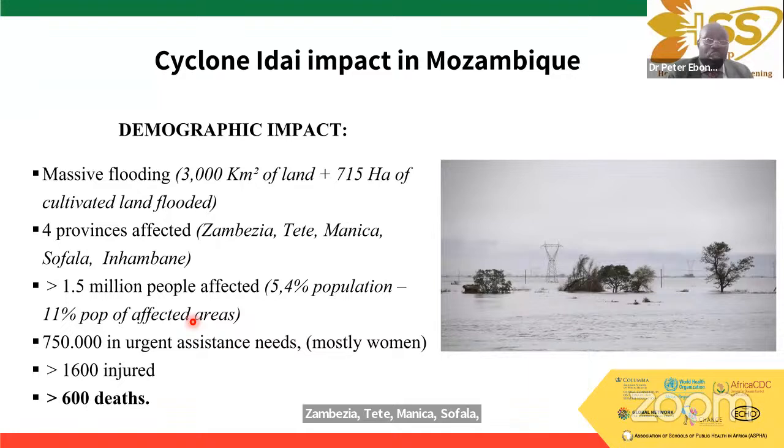In terms of urgent needs, almost 750,000 people were affected, mostly women and children. Over 1,600 people injured, and over 600 deaths.